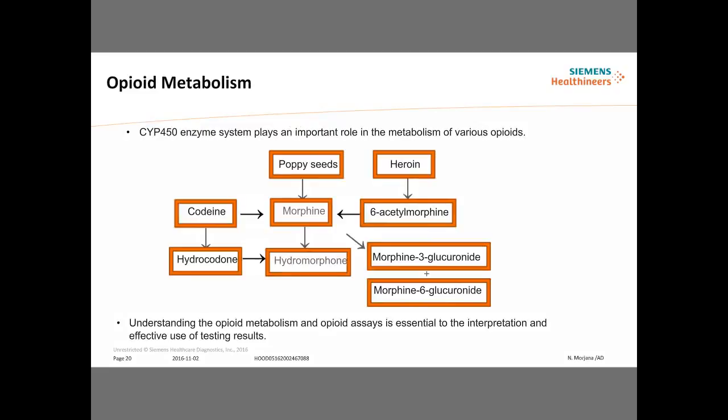In order to interpret the opiate result, you need to understand the opiate metabolism and the opiate assay you're using. Those assays have different cross-reactivity profiles. As you see here, in opiate metabolism, morphine comes mainly from poppy seed ingestion, but morphine is also a metabolite coming from 6-acetylmorphine, which is a metabolite of heroin. Codeine gets metabolized to morphine, codeine to hydrocodone, morphine to hydromorphone. So in order to understand the result, you need to understand the relative concentration of those drugs in the sample.